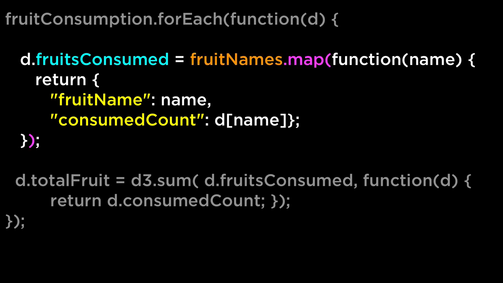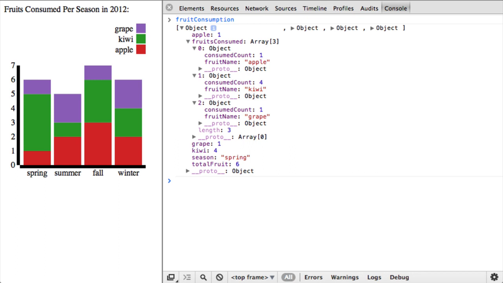To actually construct this, we take the fruit names we calculated earlier and an array map method. For each fruit name, we return an object where the fruit name key receives the fruit name value, and where the consumed count is returned from the object we are currently looking at from the for-each array method. We shall see this shortly when we build the chart in the JavaScript console. For now, let's look at the updated object.